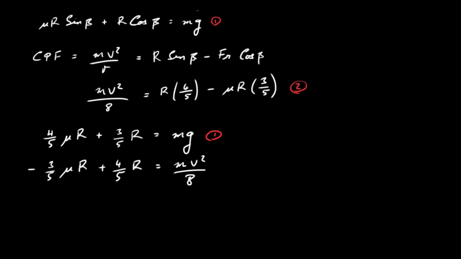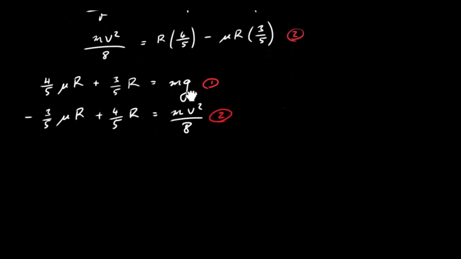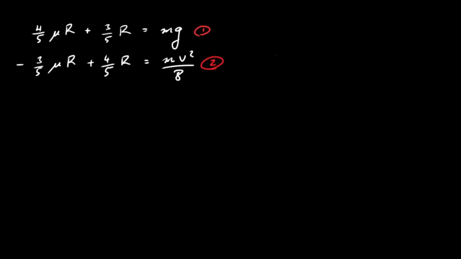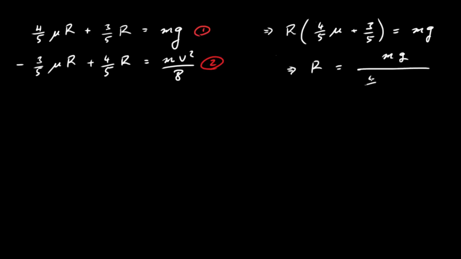This is equation 2. Okay, so what I need to do is some kind of simultaneous equations here. I'm going to have to do it really by substitution. So I'd like to get rid of the r. So what I'm going to do is take equation 1 and just factorize out the r. That'll leave me with (4/5 mu plus 3/5) r is equal to mg. That'll give me an r of mg over 4/5 mu plus 3/5.